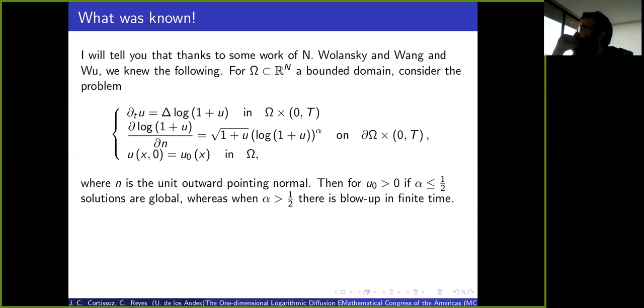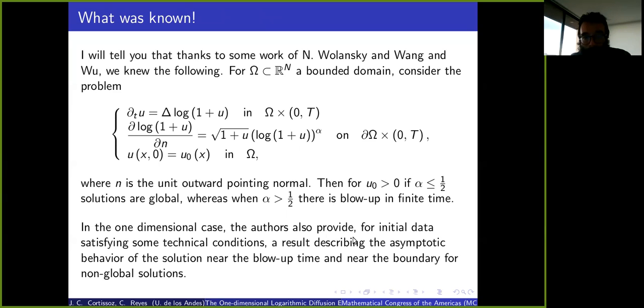Well, yes, because you have a Lyapunov function for this type of problems in dimension 1, but not in all dimensions. Well, that's okay. And they also show, in the one-dimensional case, for some initial data and some technical restrictions, they describe the asymptotic behavior near the blow up time for solutions to this equation when they blow up in finite time. So that's all I could find about these works or something similar to what I told you in the previous parts of the talk.